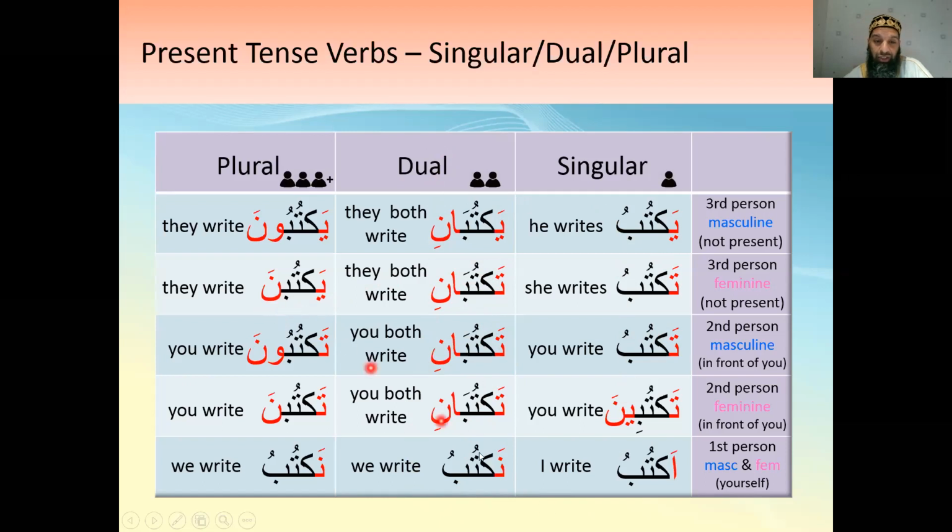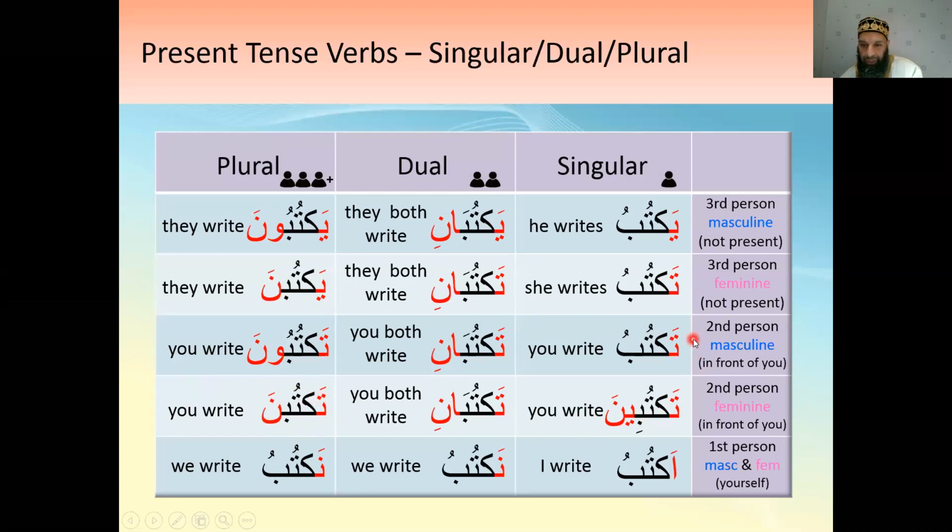yaktubna. It's got the ending from the last week. Remember last week, katabna and qulna, yeah, that noon, the woman noon is coming there. Look, plural woman noon there, plural woman noon there as well. So yaktubna is how you would say they all write, women. And taktubna is how you say you all. So it's got some of this.